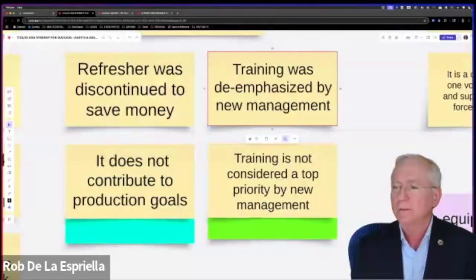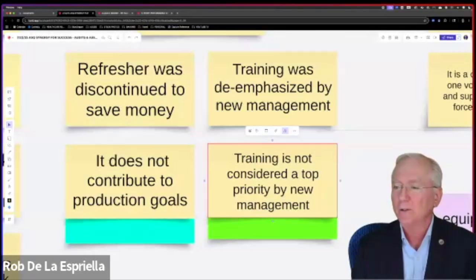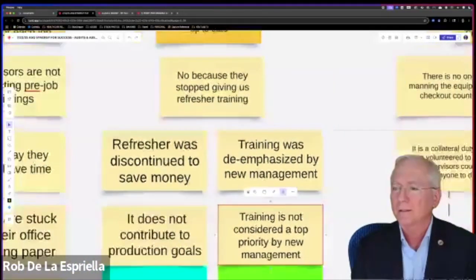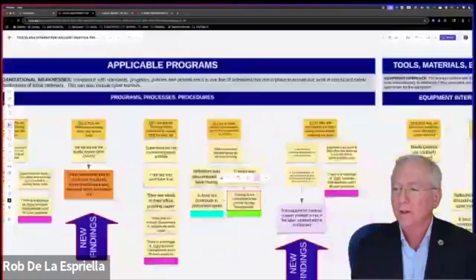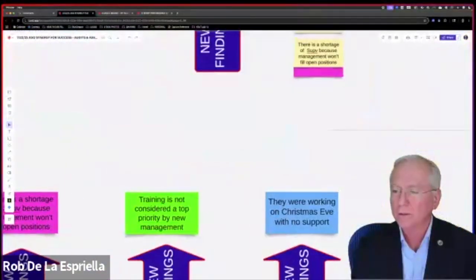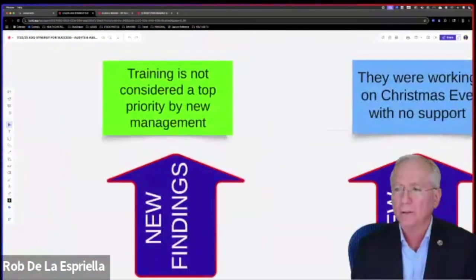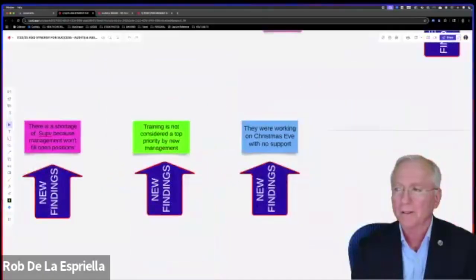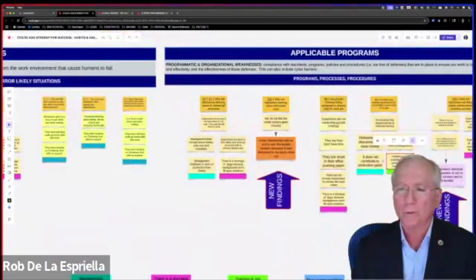And over here, new management came in, de-emphasized training, not considered a top priority, right? And that is another common causal factor. So you see that third one showing up here, training not considered a high priority. That's a great finding. And now just for fun, I threw this one in here.